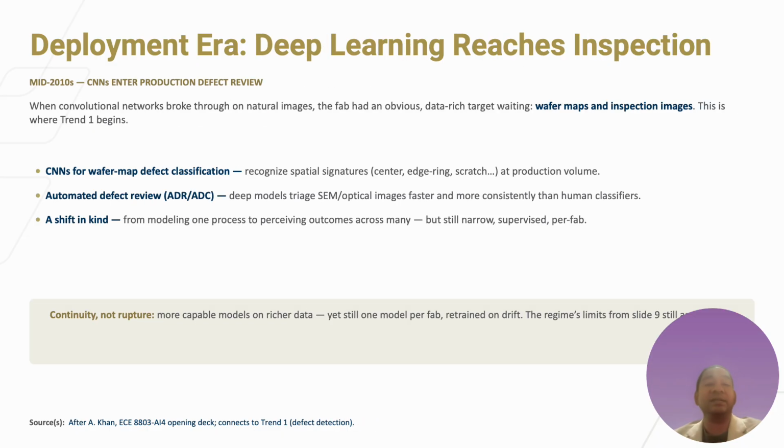The mid-2010s brought the deep learning wave. Once convolutional neural networks broke through on ordinary photographs, the fab had an obvious data-rich target waiting: wafer maps and inspection images. Deep networks took over defect classification at full production volume, and that is exactly where Trend 1 from Part A began. It was a clear step up in capability, working on richer data. It was still narrow, one model per fab, retrained on drift, with the same structural limitations from a few slides ago. That sets up the real question: what, if anything, is genuinely new now?